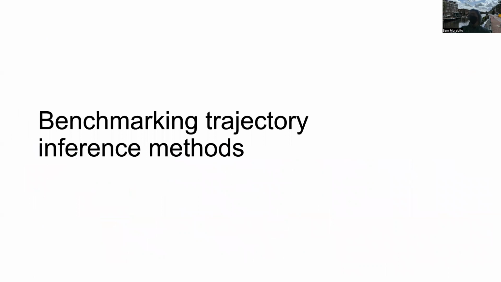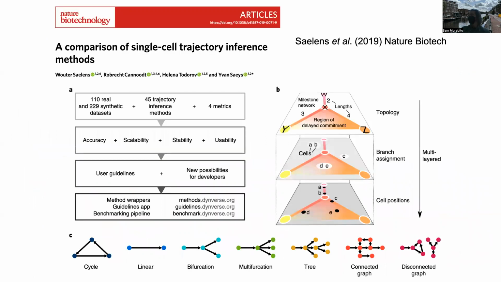But yeah, now I want to talk about what kind of work has been done to benchmark, and how I would pick out of all these different tools. This was a paper in Nature Biotech from 2019 where they have a bunch of different data sets and 45 trajectory inference methods, and they had a bunch of different metrics, and they tried to give a report card to each of these pseudotime methods.